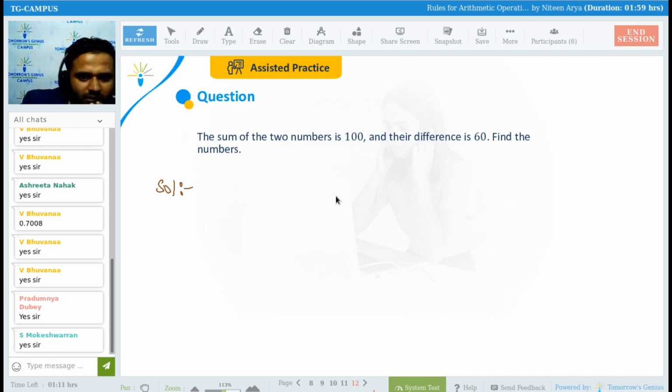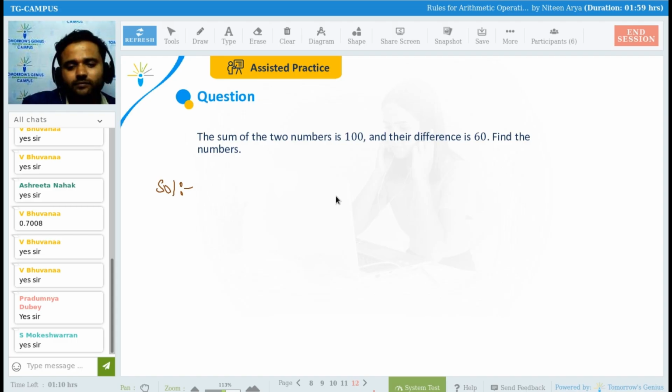Rounding off. Okay. The answer is 80 or what, beta? 20. And the method is easy. X plus y is 100. X minus y is 60. Add both the equations. So x is going to be 80. If x is 80, then y is going to be 20.